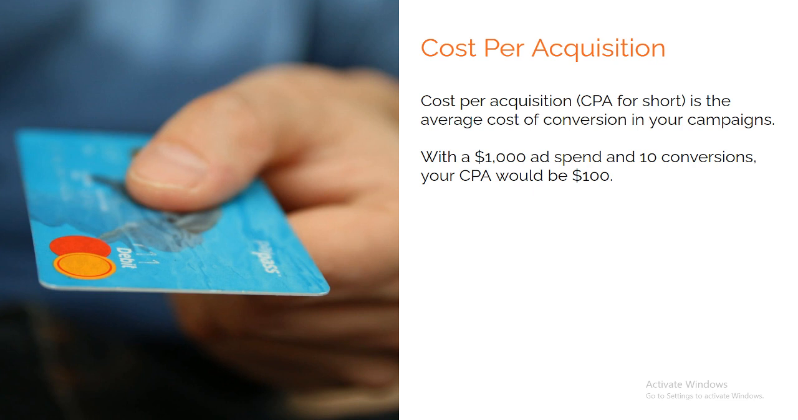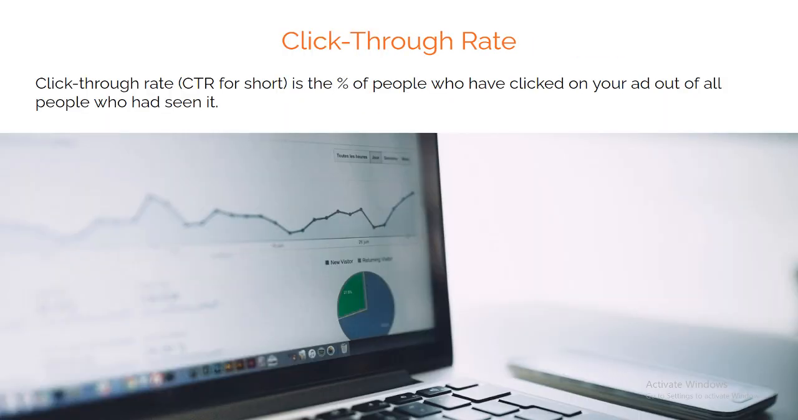Cost per acquisition. Cost per acquisition, or CPA for short, is an average cost of a conversion in your campaigns, right? So with $1,000 of ad spend and 10 conversions, your CPA would be $100. So this is the most simple explanation. Next one is click-through rate. Click-through rate, or CTR for short, is a percentage of people who have clicked on your ad out of all people who had seen it, right? The most simple explanation, doesn't require any further elaboration. So 100 people have seen your ad, 10 people have clicked on it, so that is a 10% CTR.